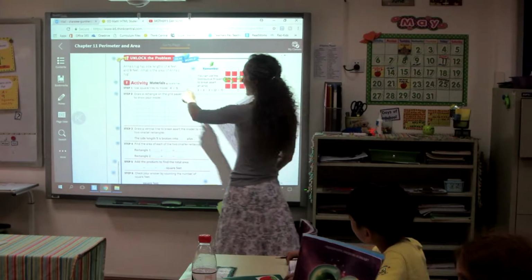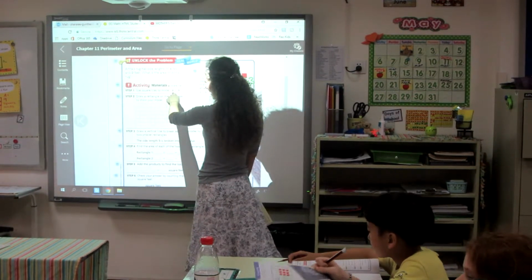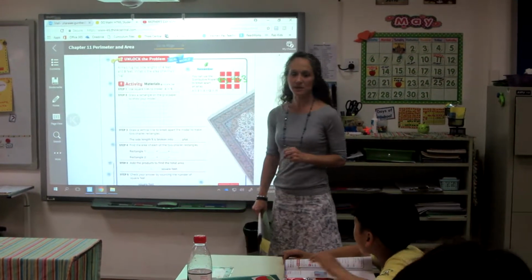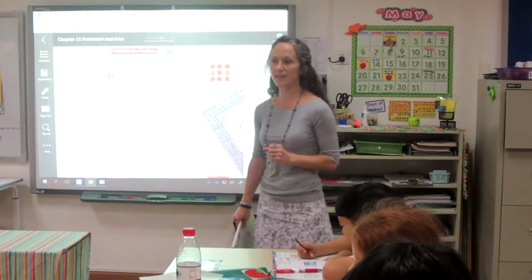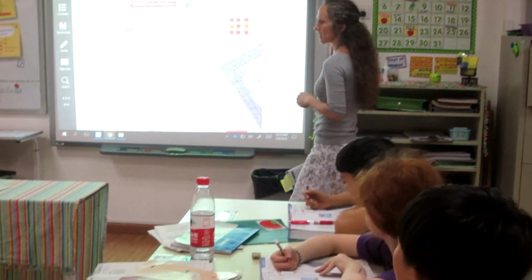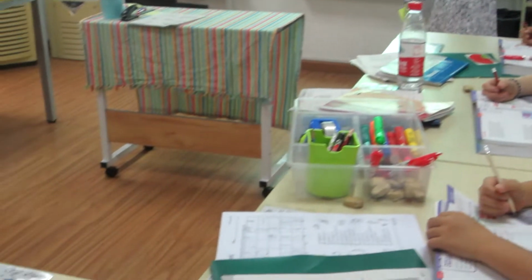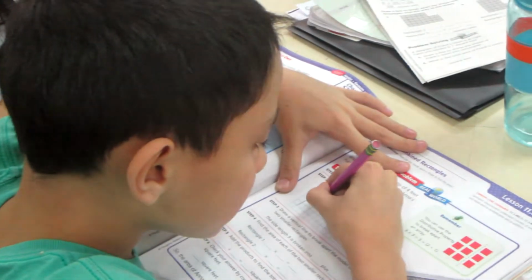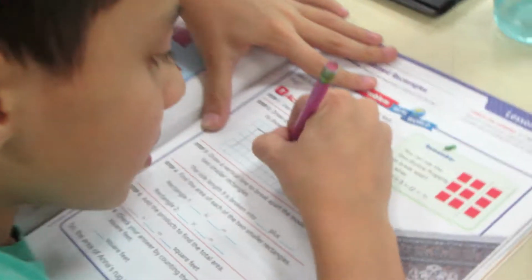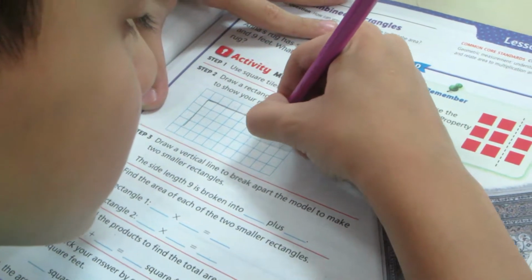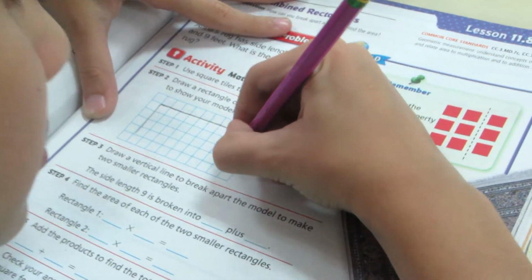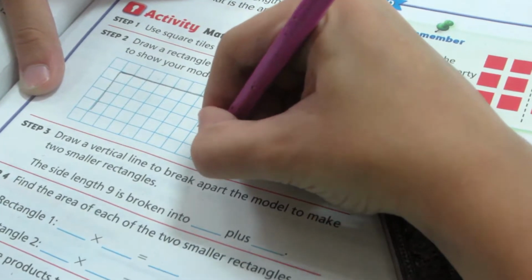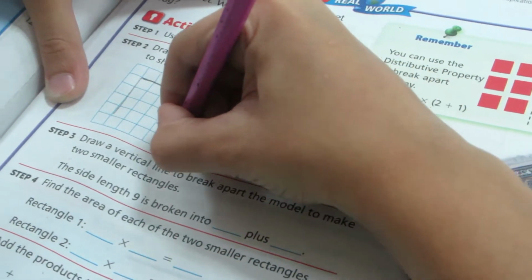You need to draw a rectangle that has 4 rows with 9 columns. Try it. So draw a rectangle that has 4 rows, 9 columns. Try it on your own. 4 rows, 9 columns.